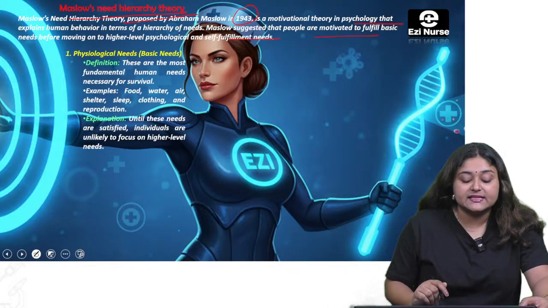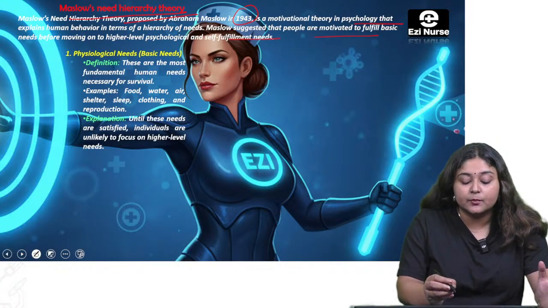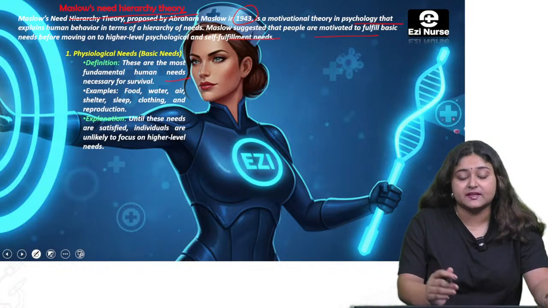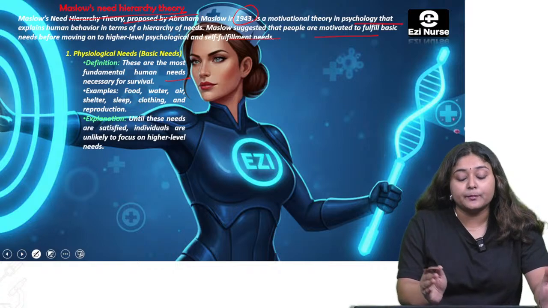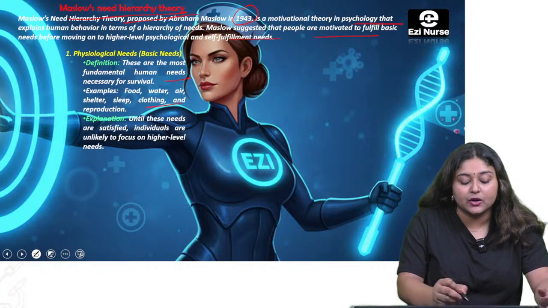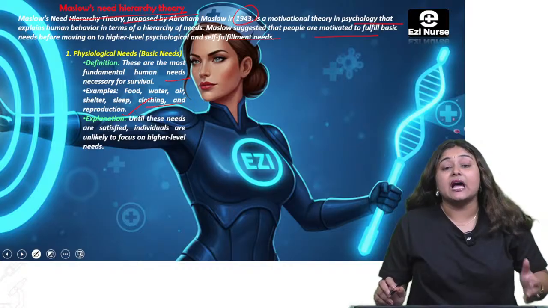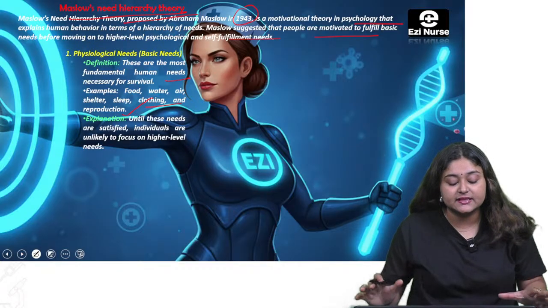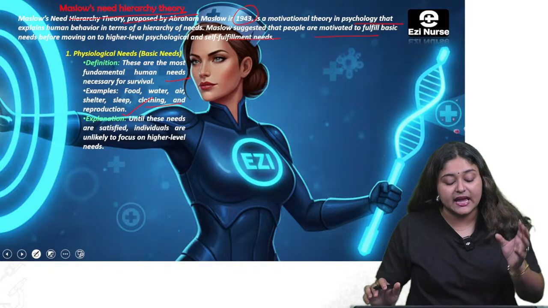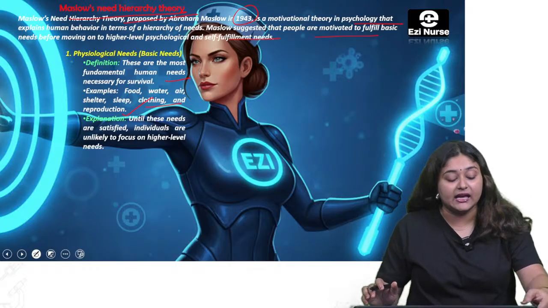So first is the physiological needs or the basic needs. First is the definition. So these are the most fundamental human needs which are necessary for survival. For example, food, water, air, shelter, sleep, clothing as well as reproduction. Now come to the explanation. So until these needs are satisfied, individuals are unlikely to focus on the higher level needs.